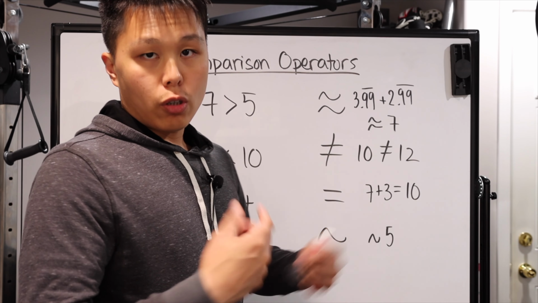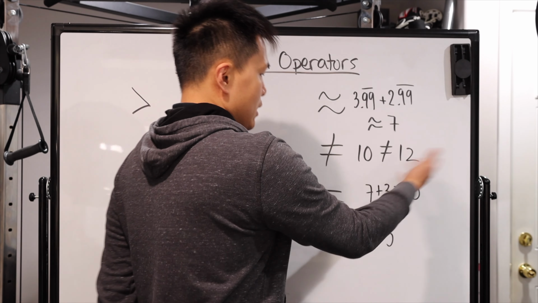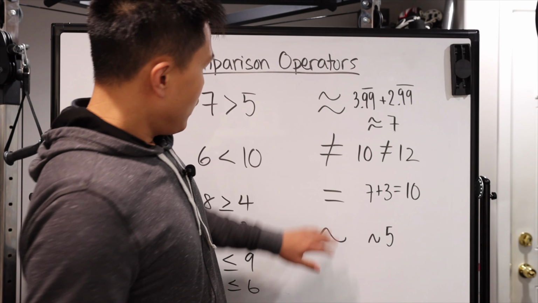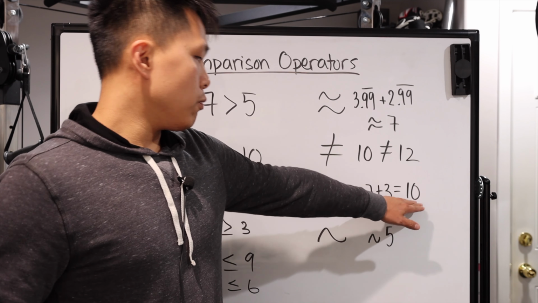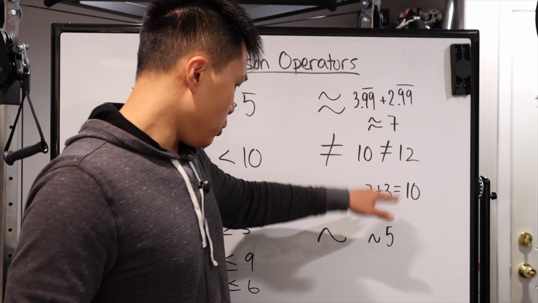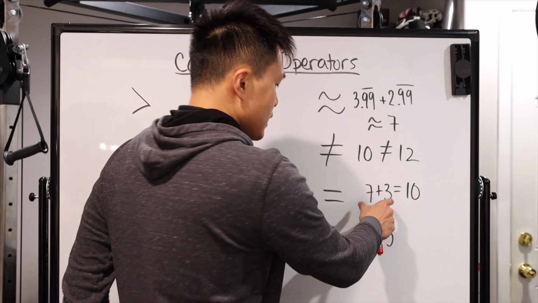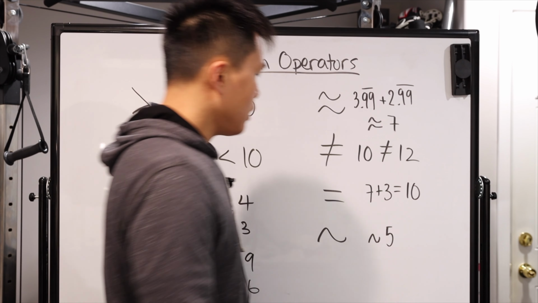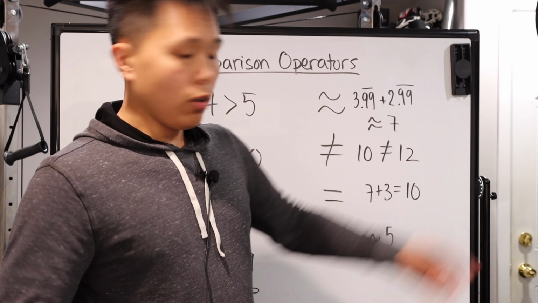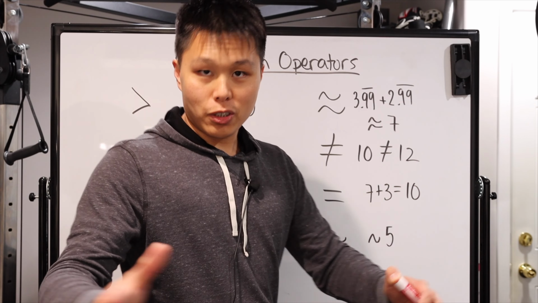Then we have our not equal. Basically, the two sides don't equal each other. 10 is not equal to 12. Plain and simple. Now, equal sign, usually we see it in the form of a mathematical sentence, either with variables or just numbers, and so on and so forth. One side is equal to the other side. 7 plus 3 equals 10. Hopefully that is not new news to you guys, right?